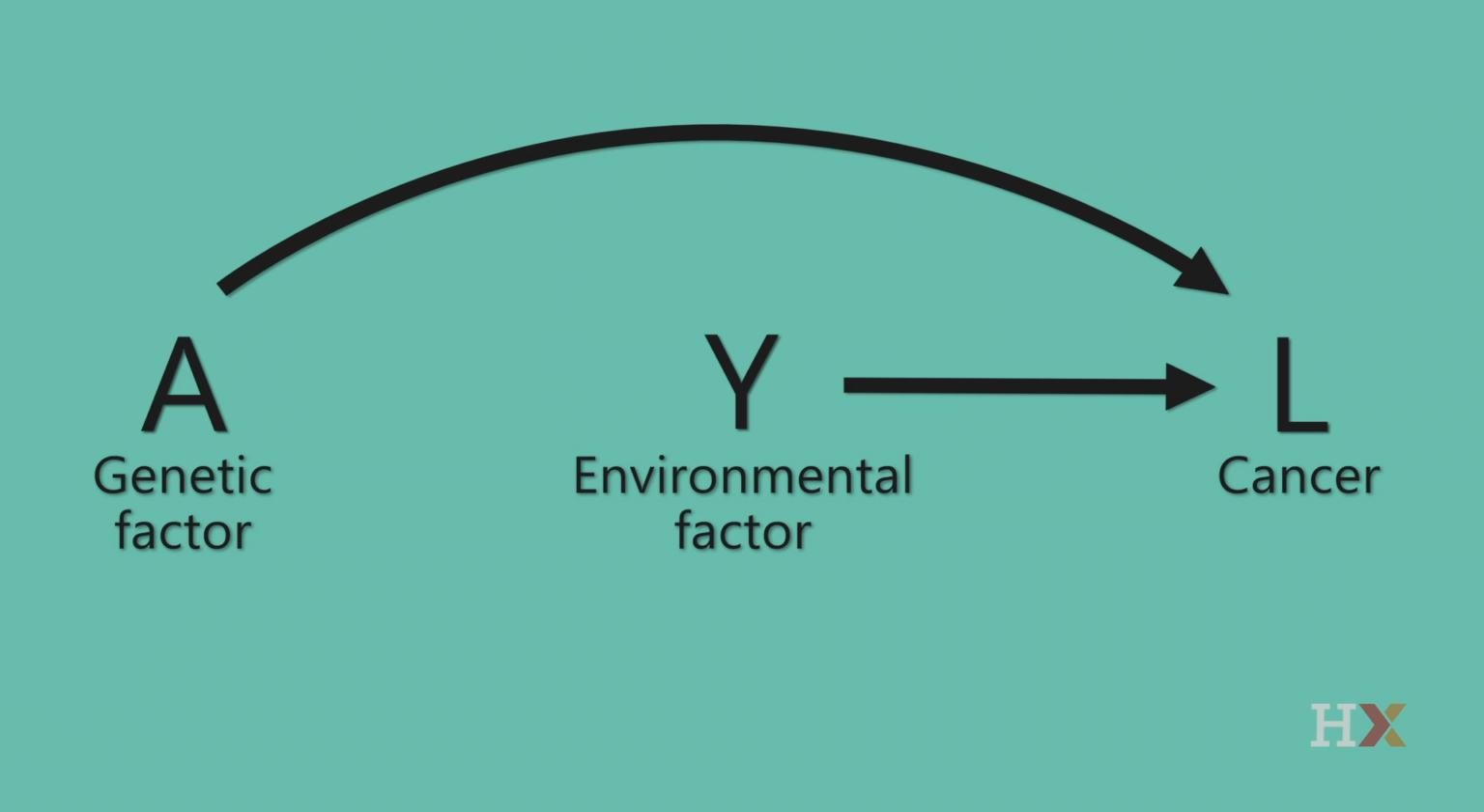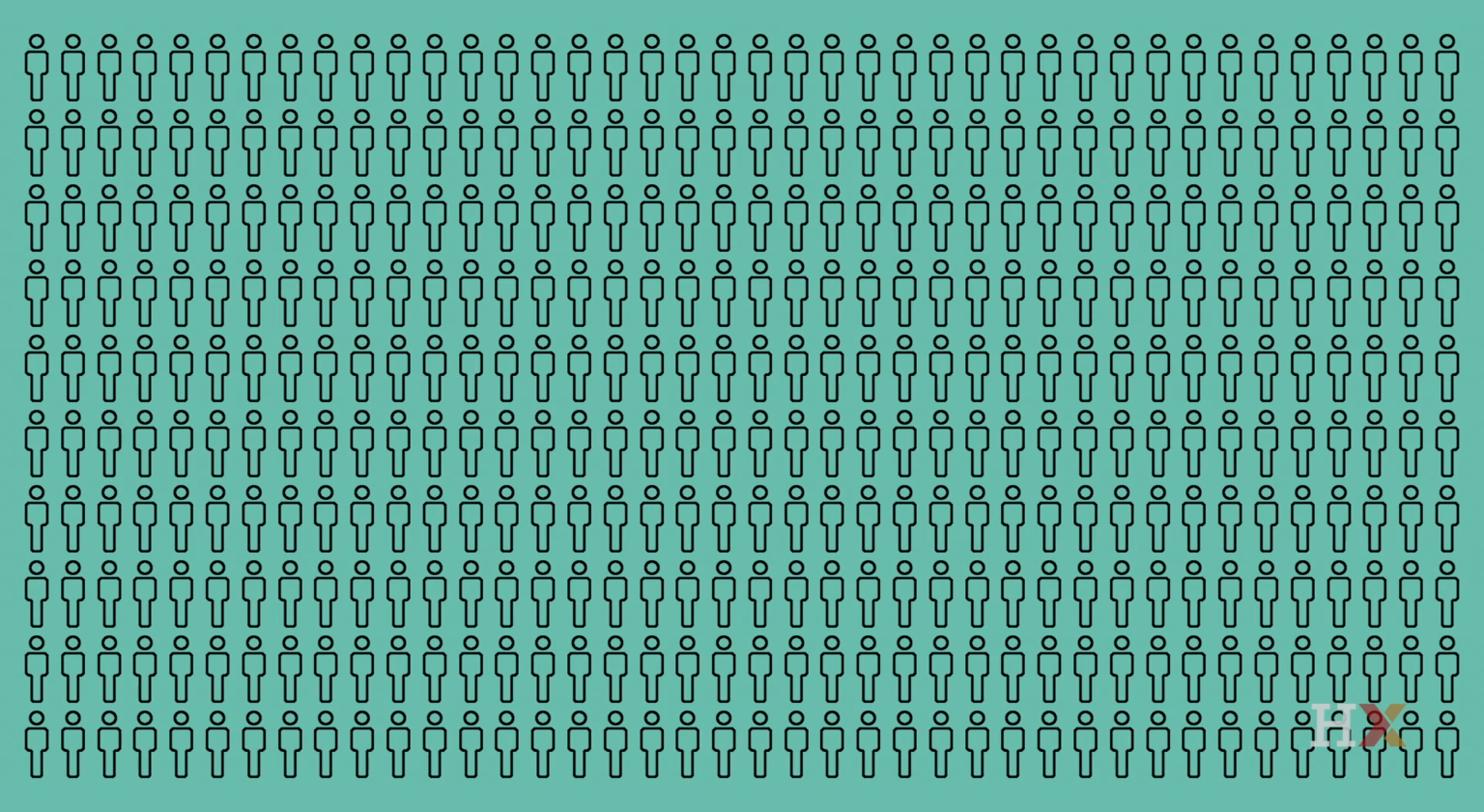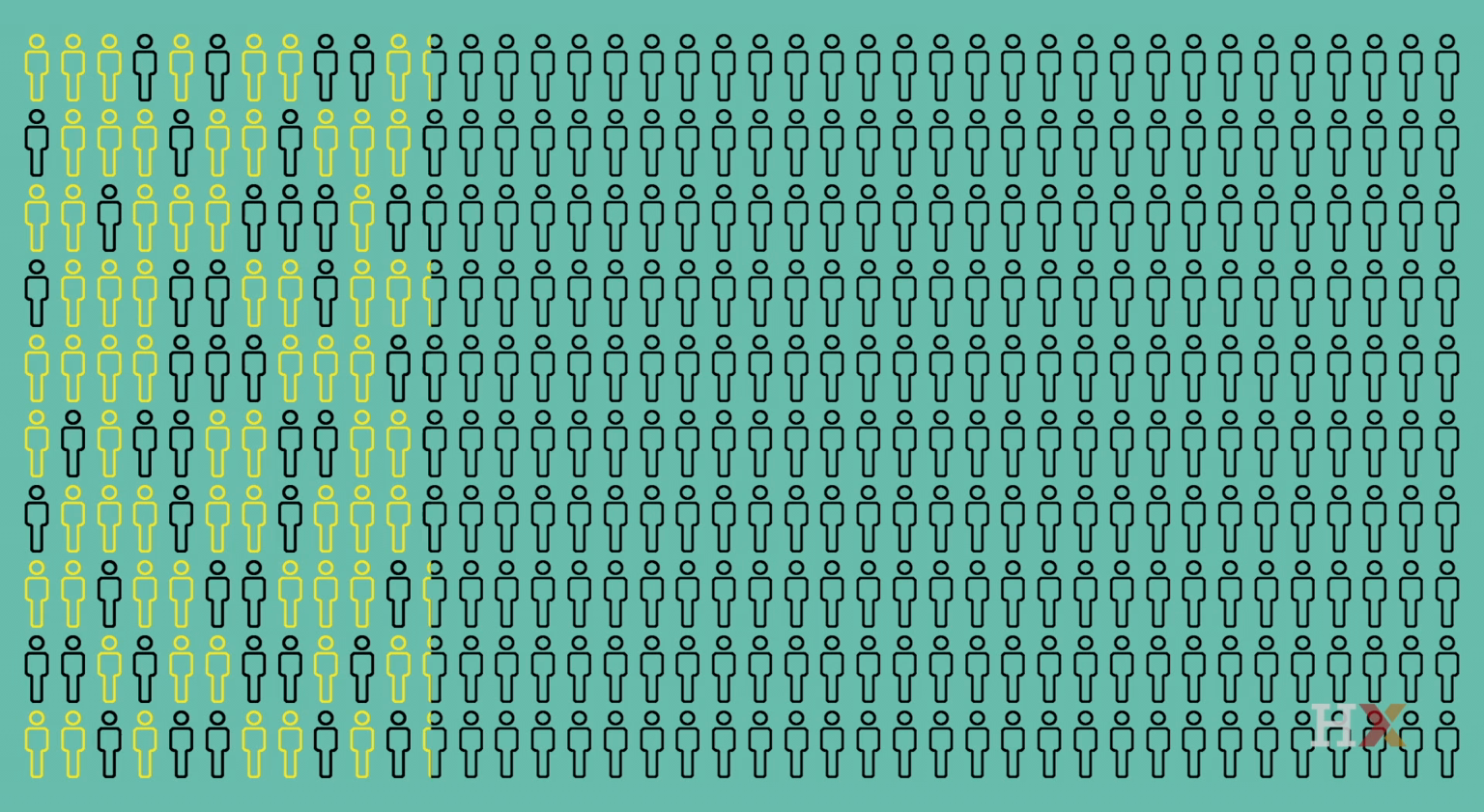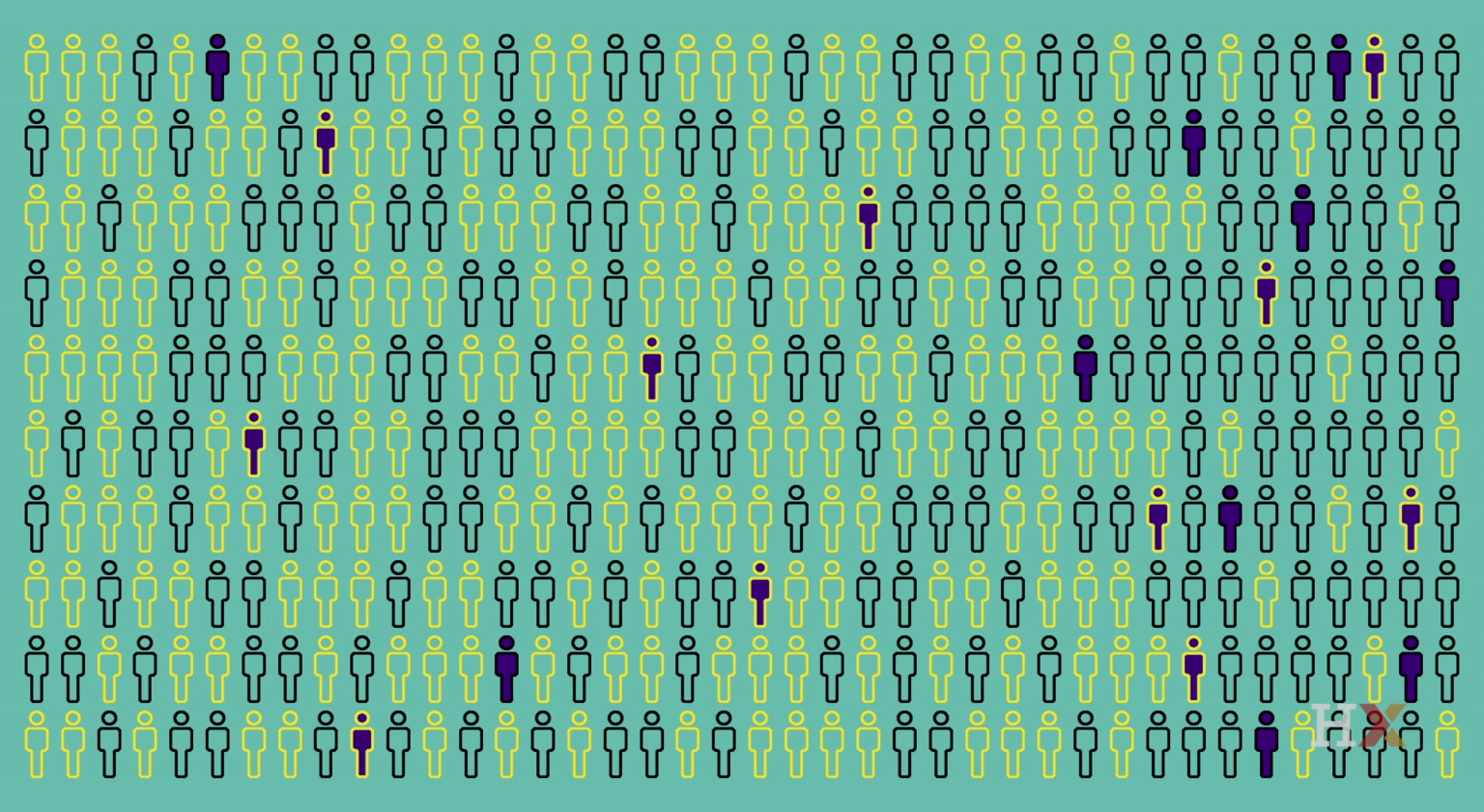Well, when we have data, we can compute the association between A and Y. If A doesn't have a causal effect on Y, as we see in this graph, where there is no arrow from A to Y, do we expect to find an association between A and Y in the data? To answer this question, we go to our database with millions of people. For each person, we know whether they had the genetic factor A, whether they have the environmental factor Y.